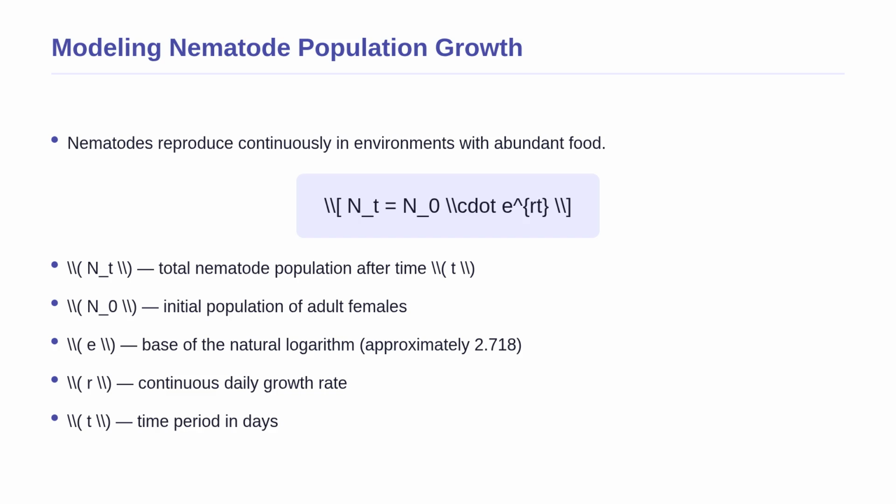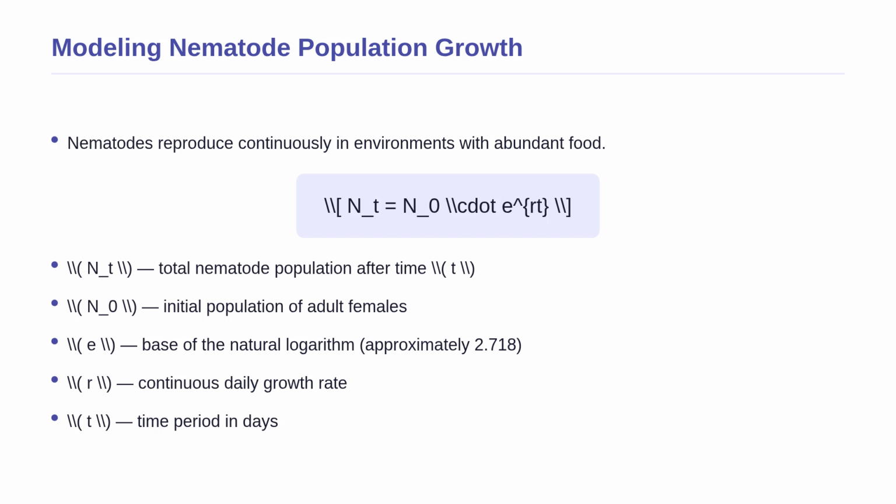Now that we have calculated the crop loss, we must understand how the nematode population reaches such destructive levels in the first place. Because these parasites reproduce continuously when surrounded by abundant food in the plant roots, we model their reproduction using the standard exponential growth formula.